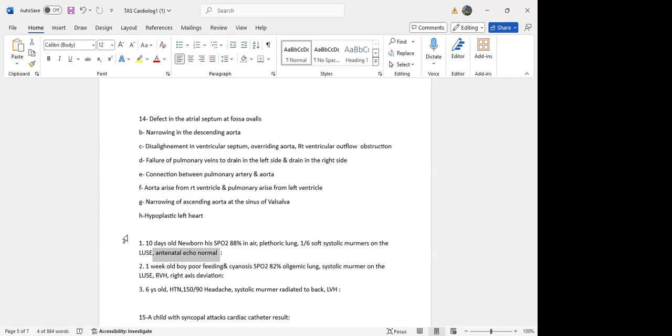TAPVR. Okay. Total anomalous pulmonary venous connection. You have plethoric lungs. Okay. They do not say mild or something like that. But will it be picked up antenatally or not? Because there are issues with the connections, right at the top, where the pulmonary veins connect.